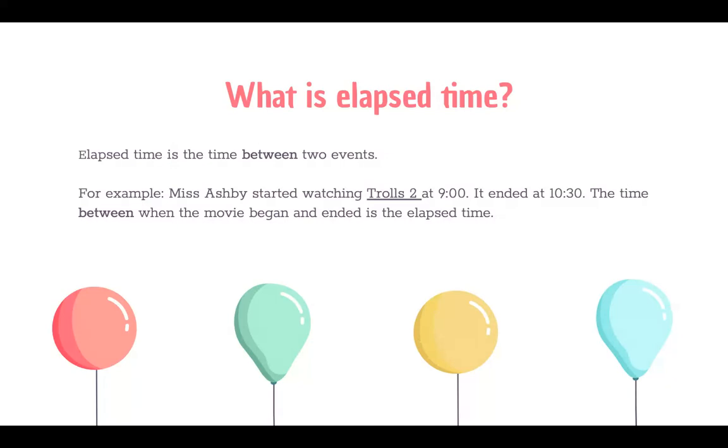Elapsed time is the time between two events. So for example, Miss Ashby started watching Trolls 2 at 9 o'clock. It ended at 10:30. The time between when the movie began and ended is the elapsed time. So the time that I sat down and watched this movie, I would recommend it. It was a very good movie. The time that I sat down and watched the movie would be the elapsed time.